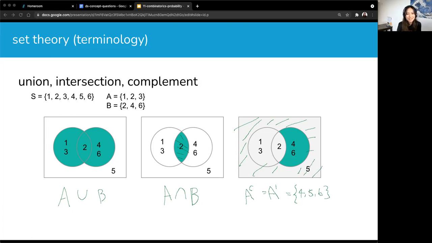Cool. These are just terms that are good to know. If you're ever presented with a probability question, these are terms that will likely come up.